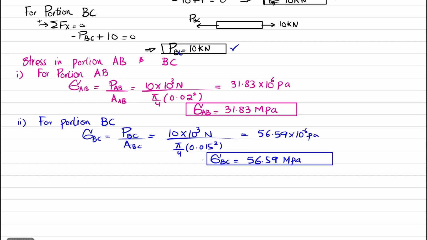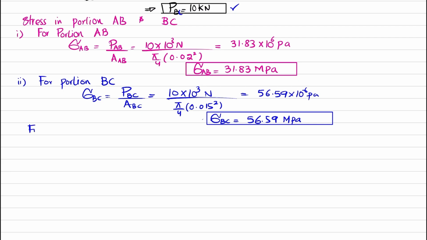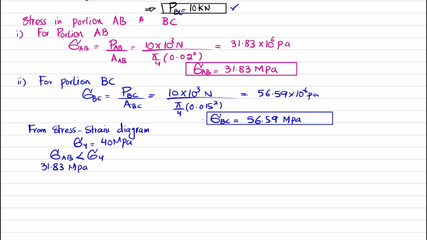Now you have this stress. So what we will do is that from the stress strain diagram, you can see the yield stress is 40 megapascal. So I will write it from stress strain diagram: sigma yield is equal to 40 megapascal, and you can see that sigma AB is less than sigma yield. Sigma AB was 31.83 megapascal, and that is less than 40 megapascal. So that means portion AB is in elastic region.